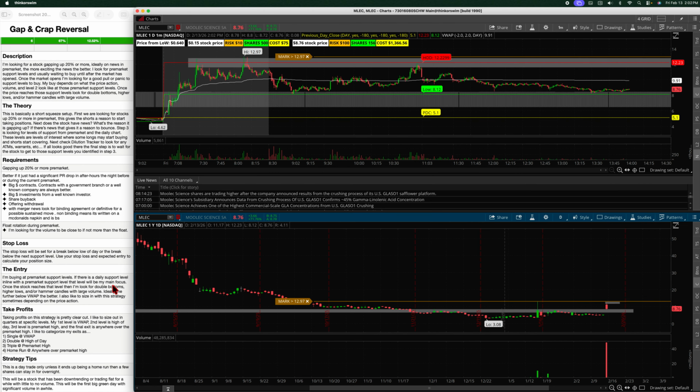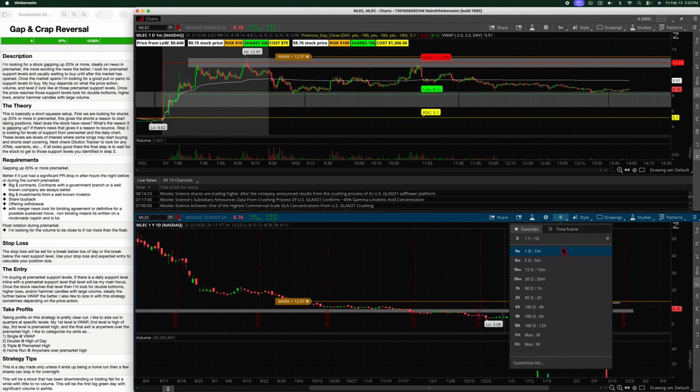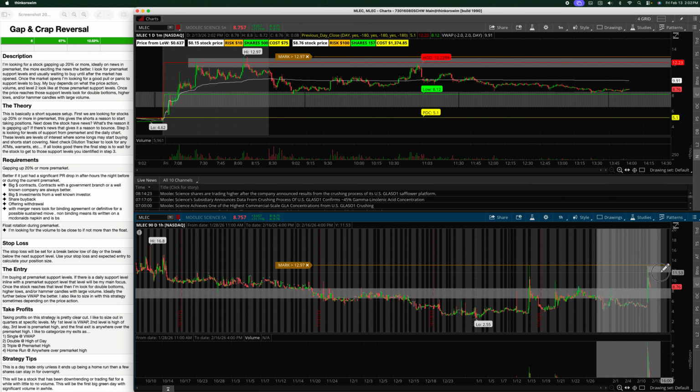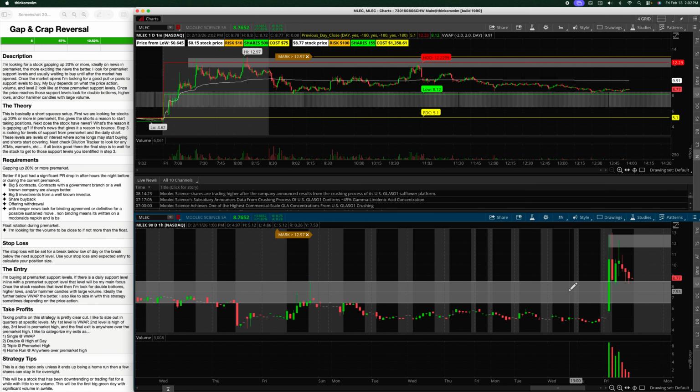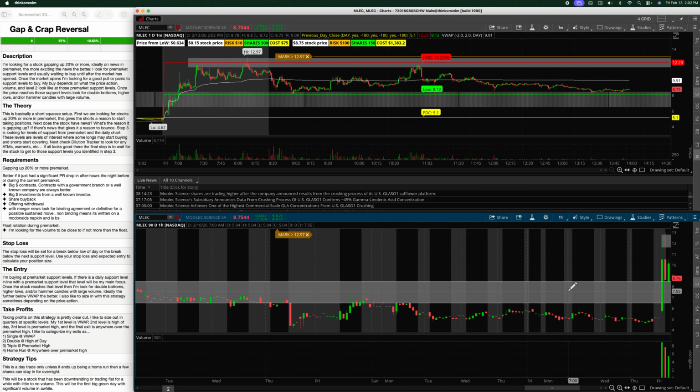Once the stock reaches that level on the 1 hour chart, remember we only seen this. Once the stock reaches that level, then I'm looking for double bottoms and higher lows or hammer candles with large volume. So I'm looking for hammer candles here, but then I'm looking for the higher lows and double bottoms on the smaller time frames, right? Ideally, the further below VWAP, the better.